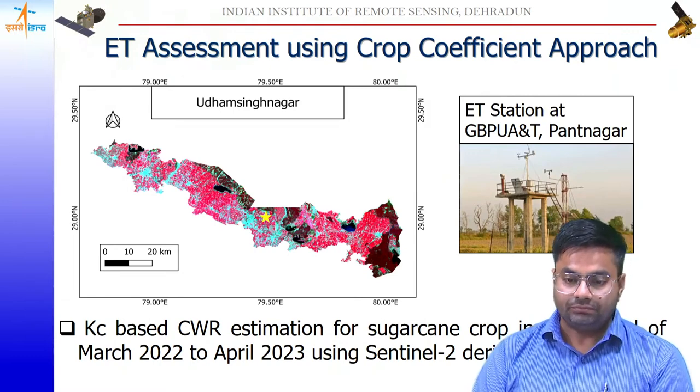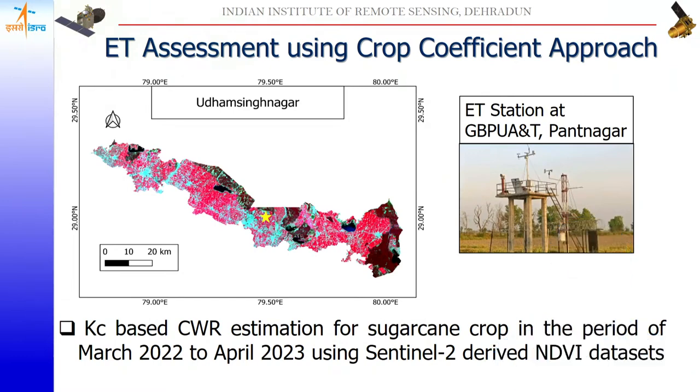Follow with a case study. We did a research case study, or pilot project, for the area of Udham Singh Nagar of Uttarakhand, in the location of Pantnagar Agriculture University, the Govind Ballabh Pant University of Agriculture and Technology, Pantnagar. We have an ET station which has various sensors, namely a large aperture scintillometer, as well as a micrometeorological tower.